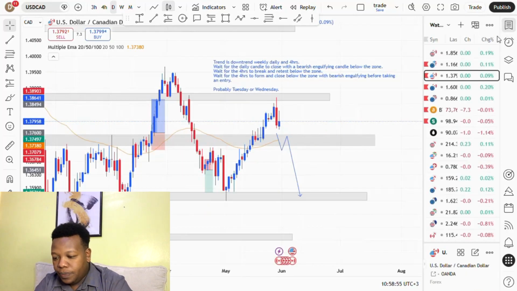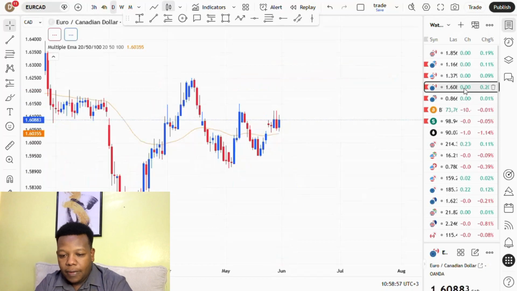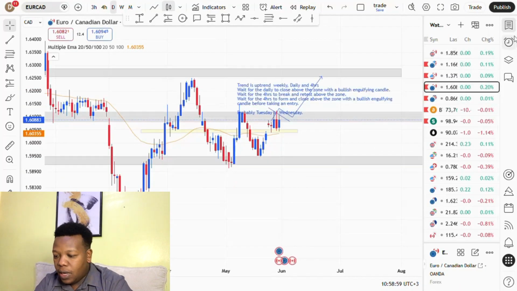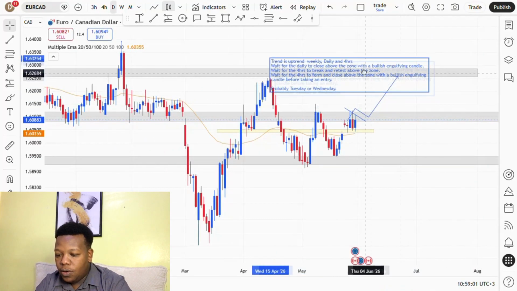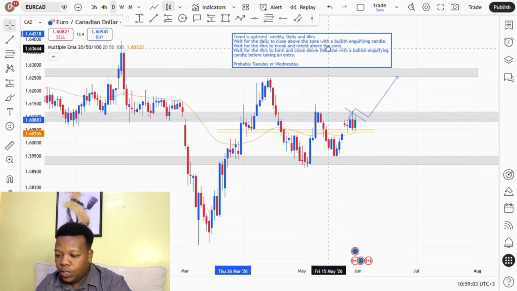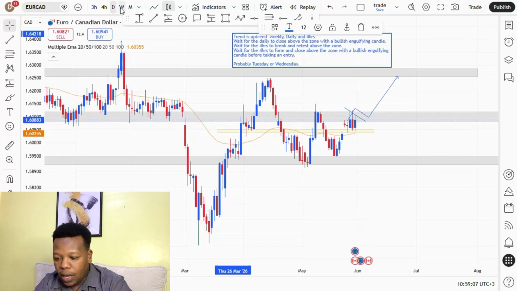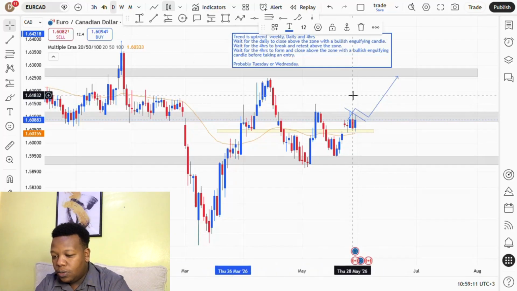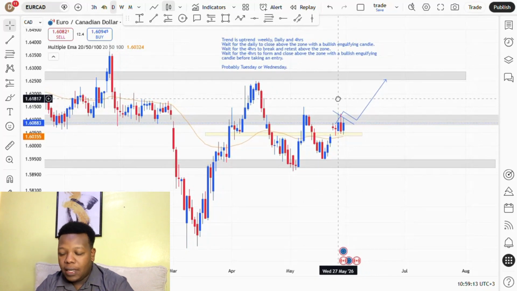Heading to the next one, on our list we have EURCAD. Remember, this week I'll be looking more at Euro pairs. They're showing more potential to form a possible setup. We have the EURCAD. This one I'll also be looking forward to position myself for buys.